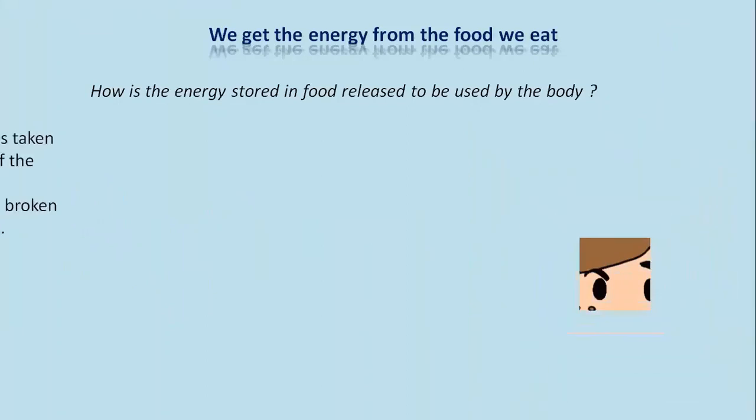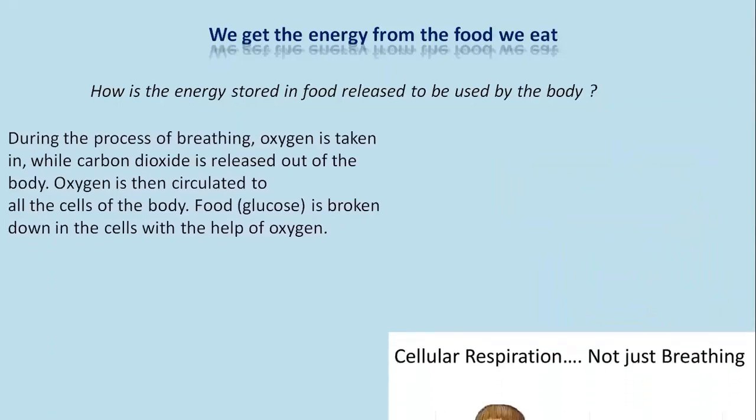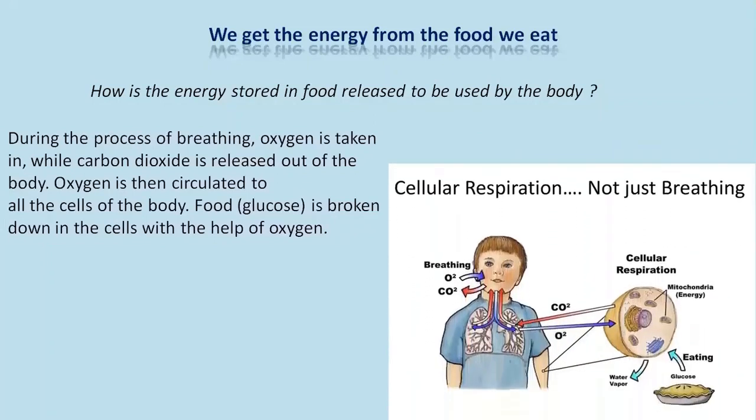Now, you must be knowing that during the process of breathing, we take in air. Oxygen is taken in, while carbon dioxide is released out of the body during breathing. The oxygen is then circulated to all the cells of the body. And the food, that is glucose, is broken down in the cells with the help of oxygen. So this means that the food is broken down in each and every cell of a human body. With the help of who? With the help of oxygen.